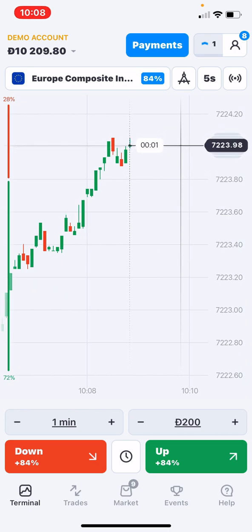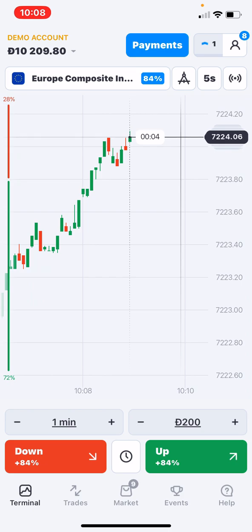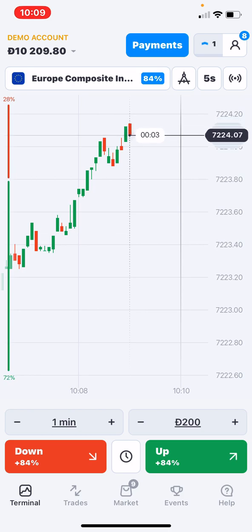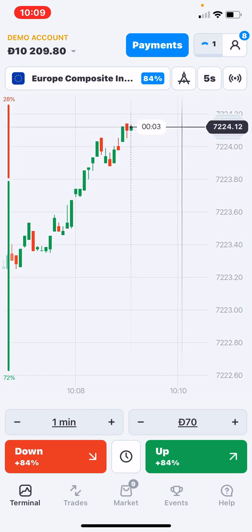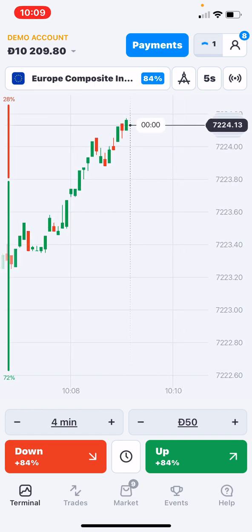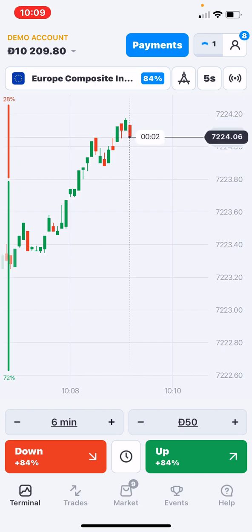On this euro composite, you'll be saying that in the next 1 minute, the euro composite will rise. You place it with $200. You can reduce it to any amount that you can afford to lose. So you can analyze the next 3 minutes, the next 4 minutes, the next 5 minutes.